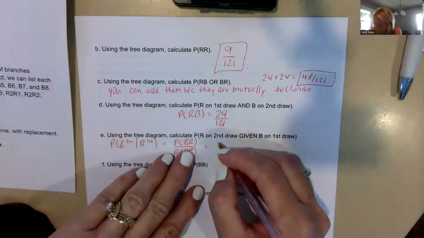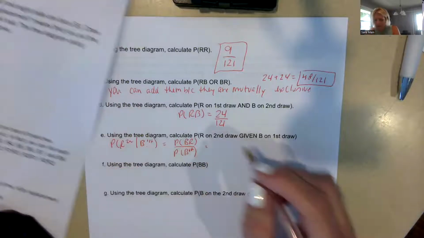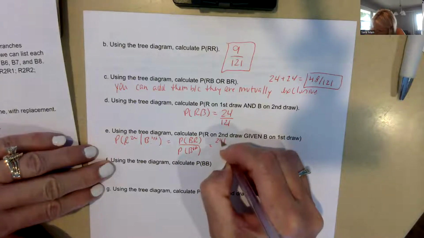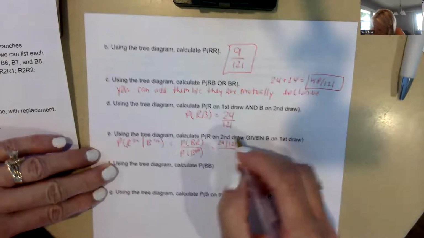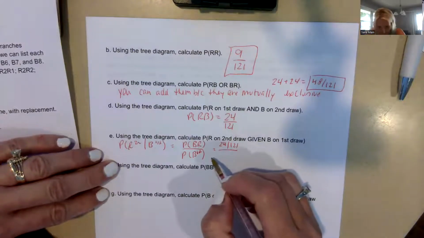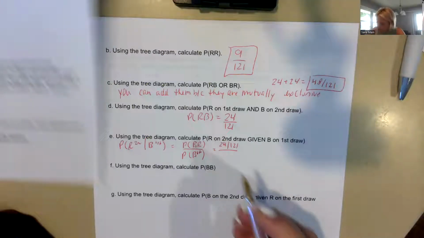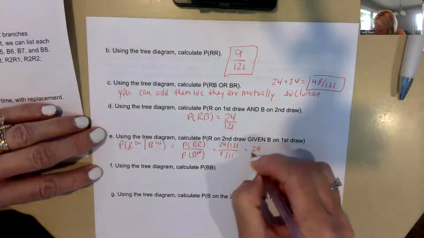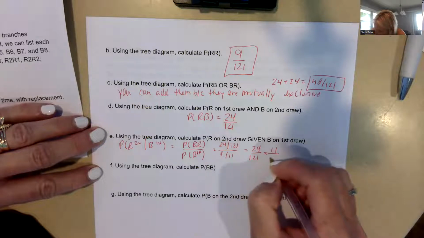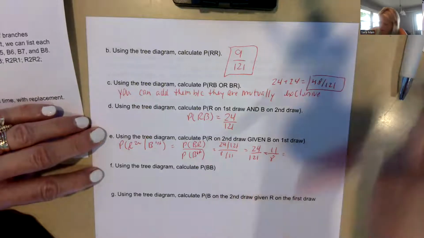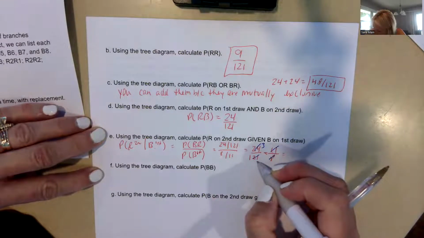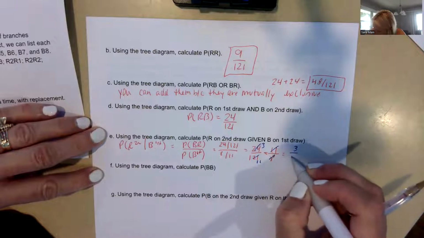The probability of the BR is 24 out of the 121. And the probability of just getting blue on the first draw is 8 out of 11, because that's just on the first draw. So this would be 24 over 121 times 11 over 8. 8 goes into 24 3 times and 11 goes into 121, 11 times. So 3 out of 11.